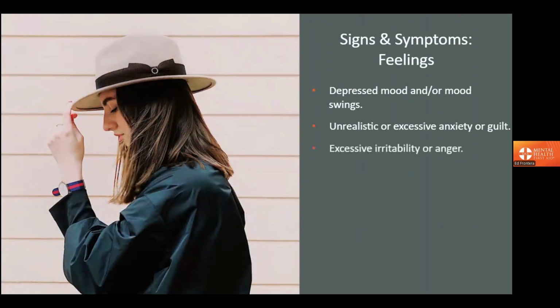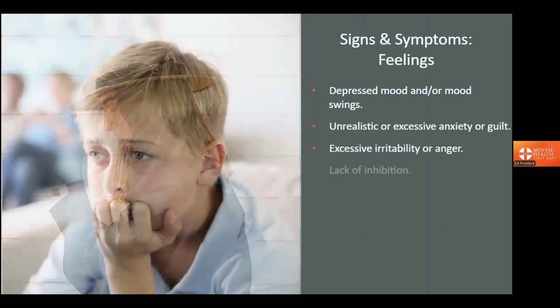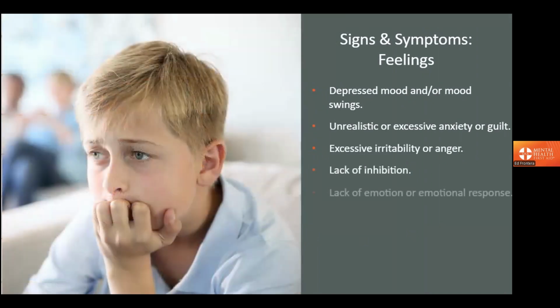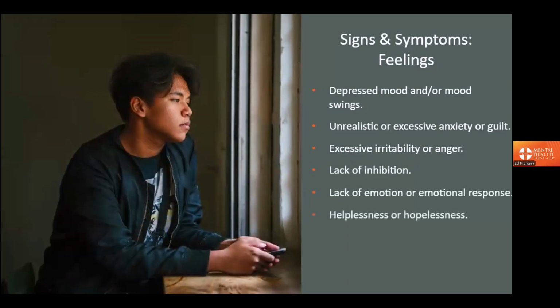Excessive irritability or anger. The term excessive helps us differentiate between typical irritability or anger that could be a sign or symptom. Lack of inhibition. Lack of emotion or emotional response. Helplessness or hopelessness. Oversensitivity to comments or criticism. Low self-esteem. Some people are more emotional than others. We should be looking for changes in the youth's particular pattern as opposed to specific responses.